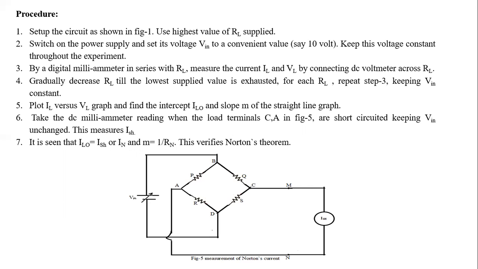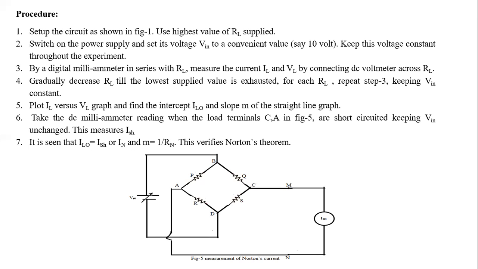We gradually either increase or decrease RL till the lowest supply value is exhausted. And for every RL, we have to measure the VL and IL. Finally, VL and IL will be plotted, and the intercept ILO and slope M will be found, that is, how much is the Y intersection and what is the slope. Now again, between C and A, we'll put one milliammeter as has been shown in figure 5, to measure the short circuit current.